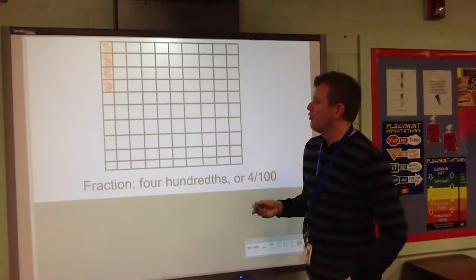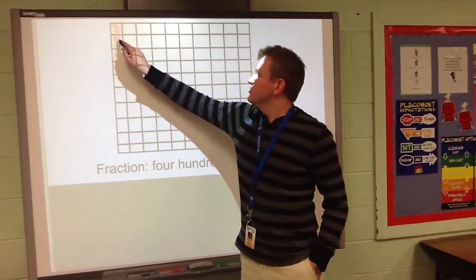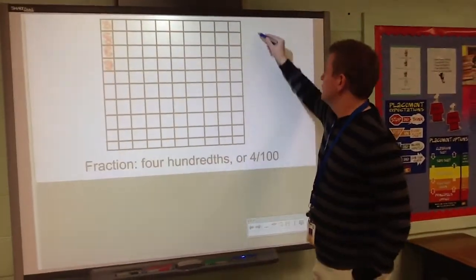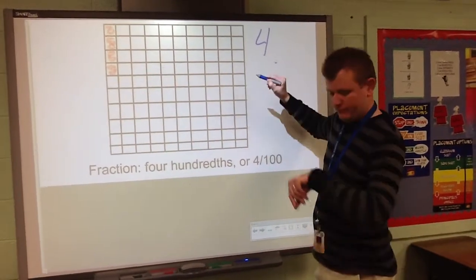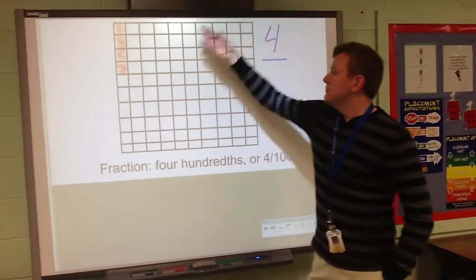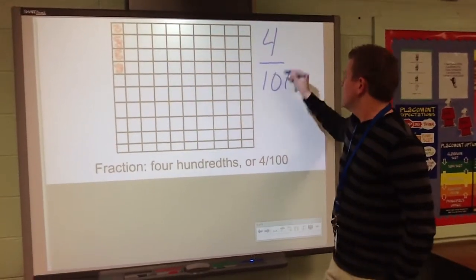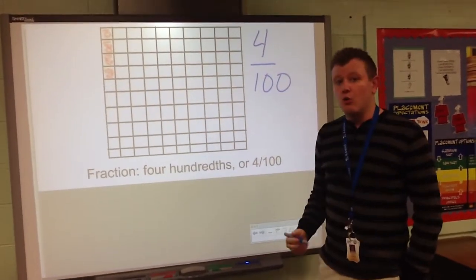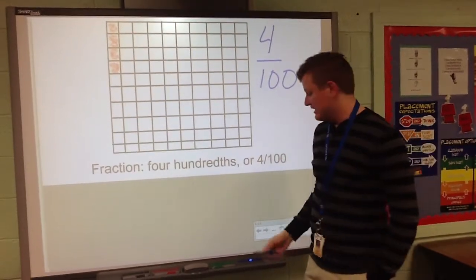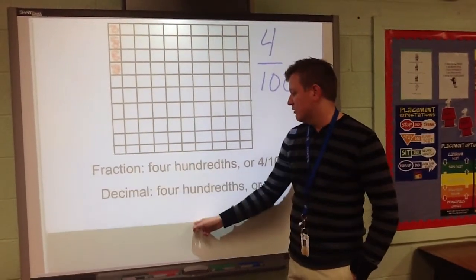So the fraction form, I've got 1, 2, 3, 4 blocks filled in, so 4 parts of the whole, okay? And then how many blocks are there total? Well, there's 100. So we have 4 out of 100, or 4 hundredths. And that's just how you would say it from when we did fractions, okay?